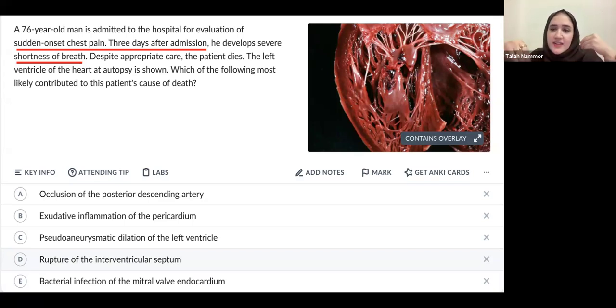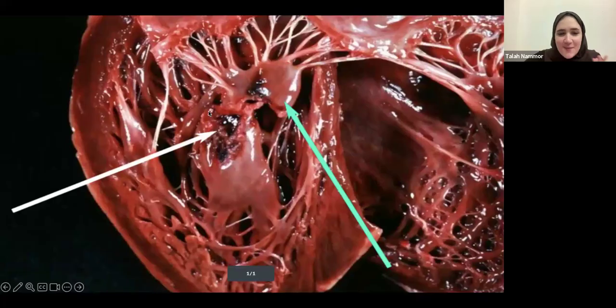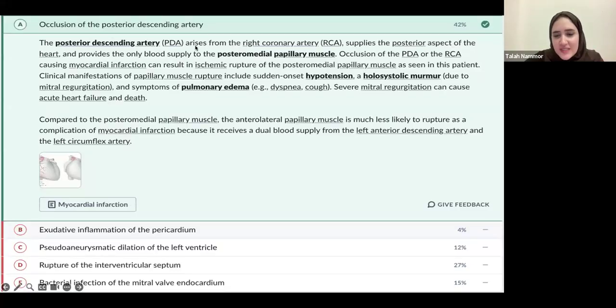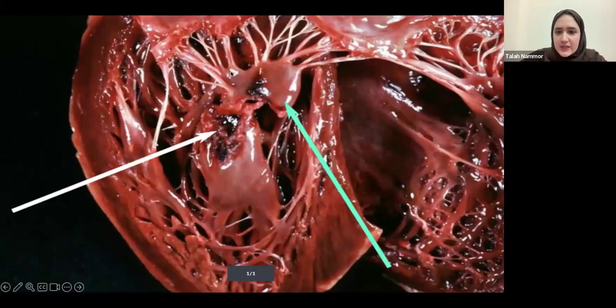So which artery supplies the papillary muscle? Is this question hard? Okay, I'll just show the answer because no one is saying anything. But the answer is A, occlusion of the posterior descending artery. So basically, this is the posteromedial papillary muscle, okay?